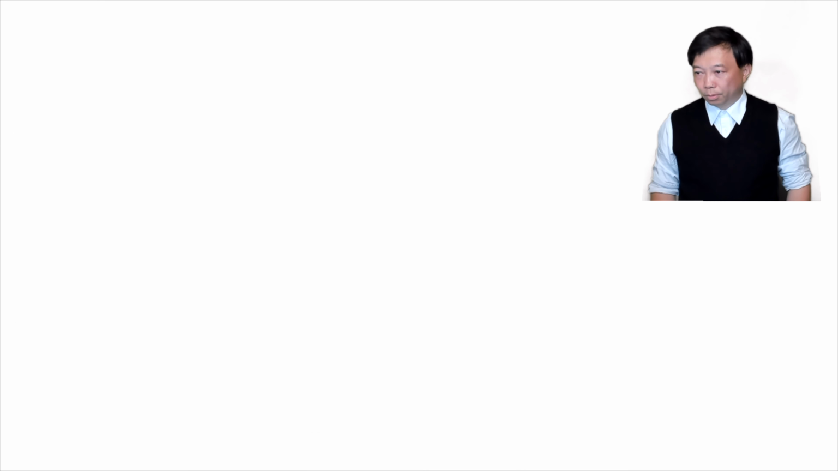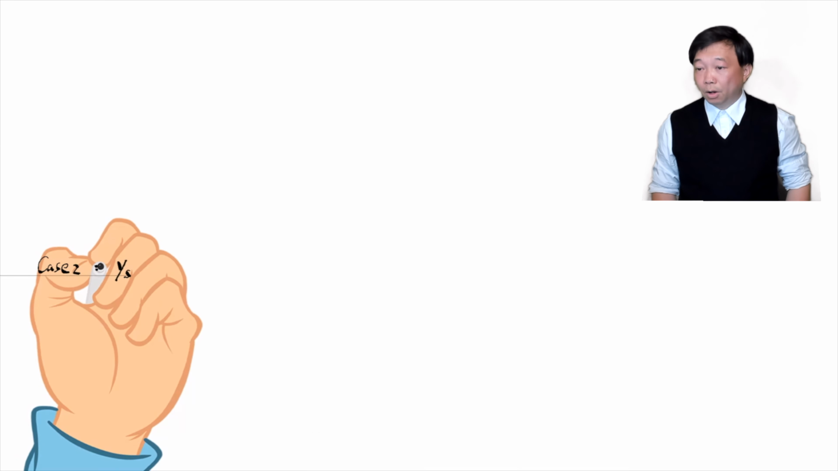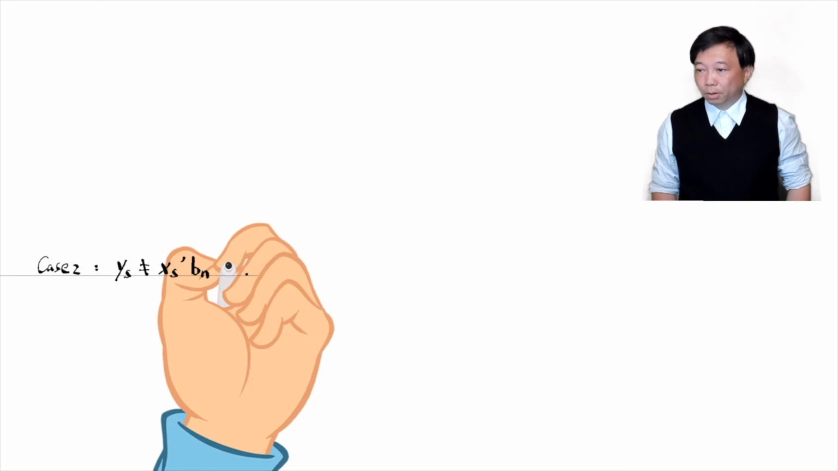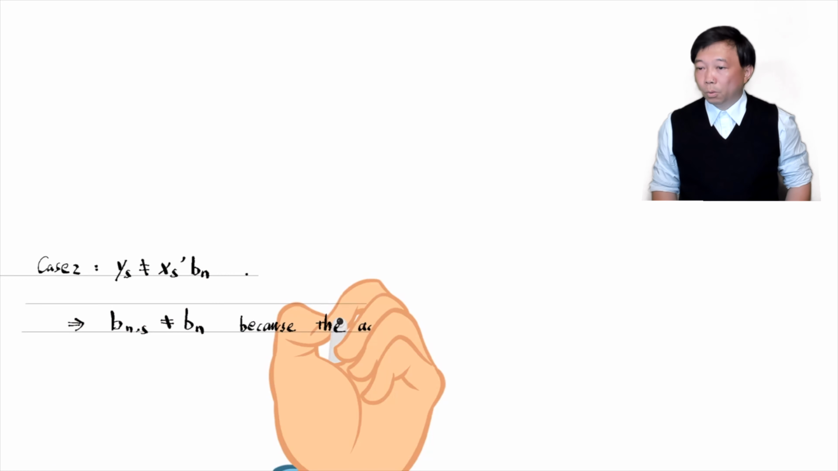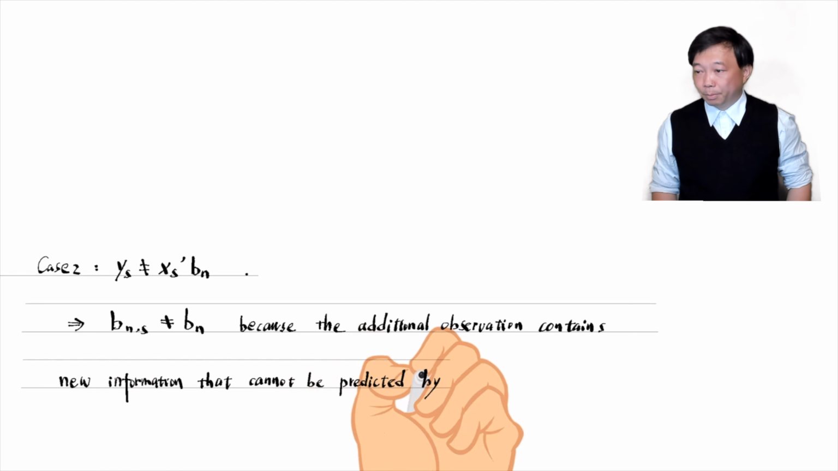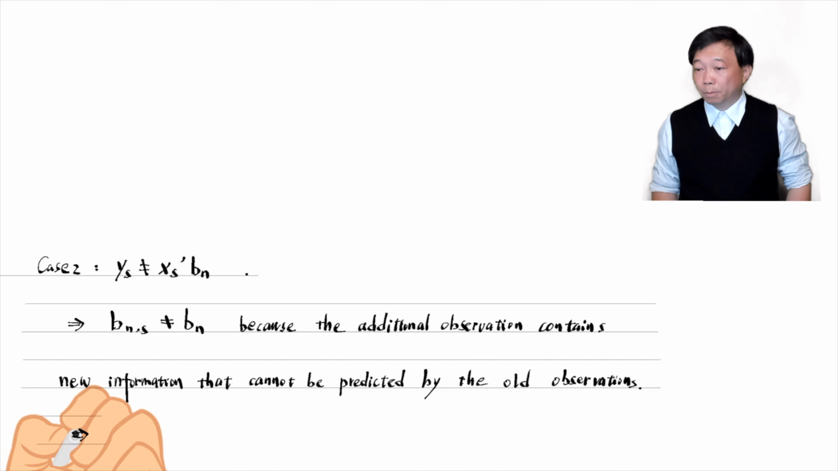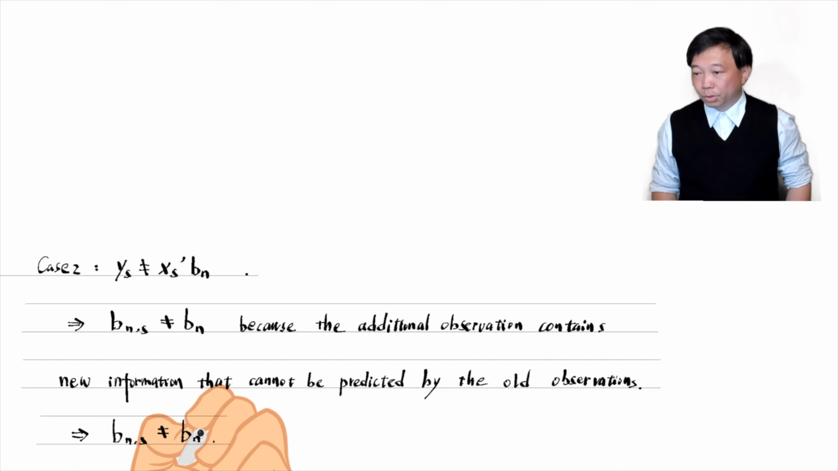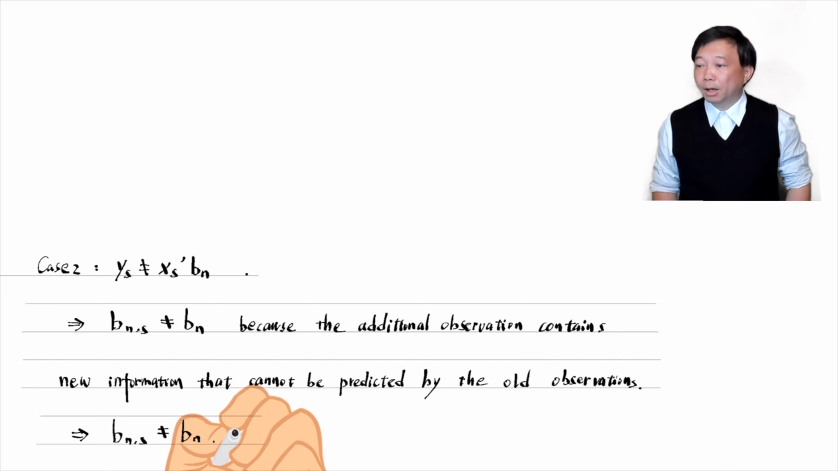In case 2, when ys does not equal the fit value computed using the OLS estimator, the new OLS estimator Bns will not be the same as the old OLS estimator Bn because the additional observation contains new information that cannot be predicted by the old observations.